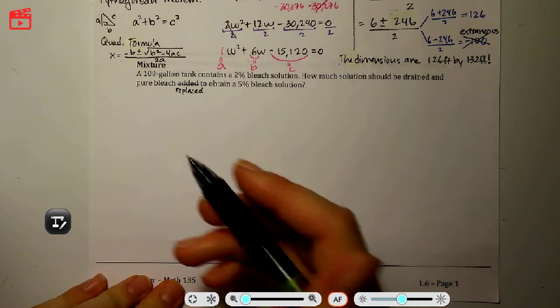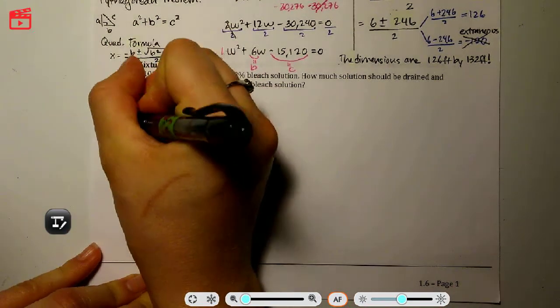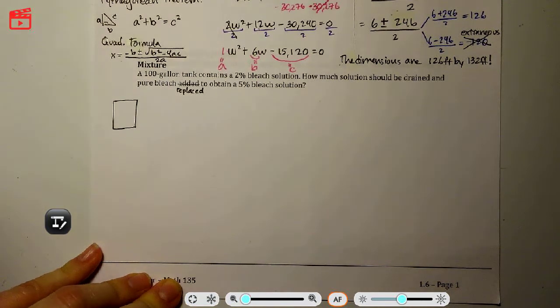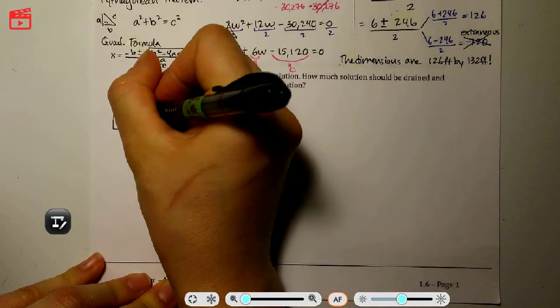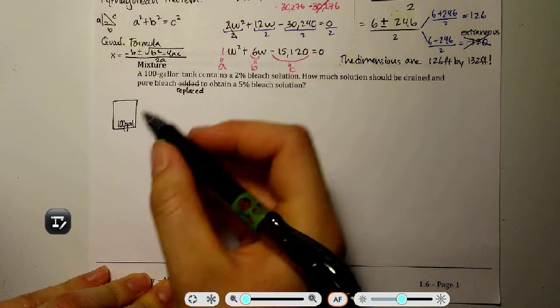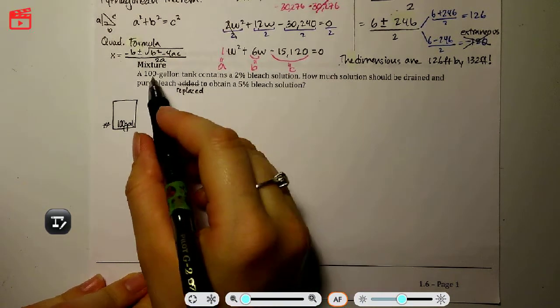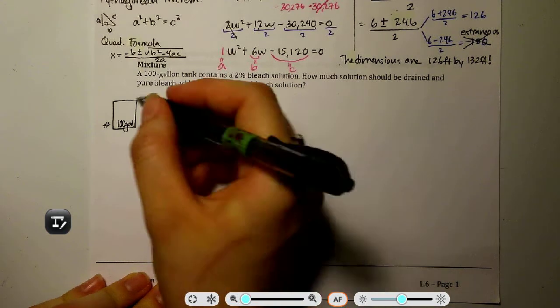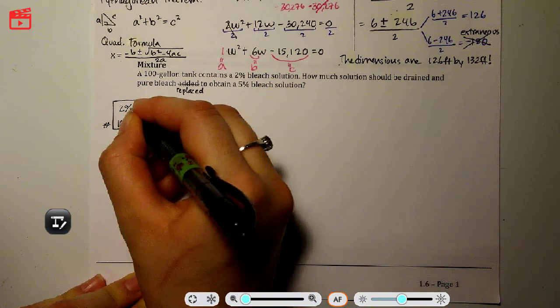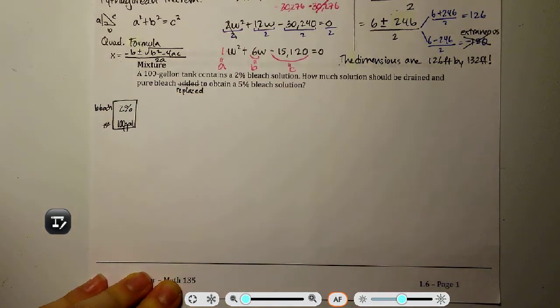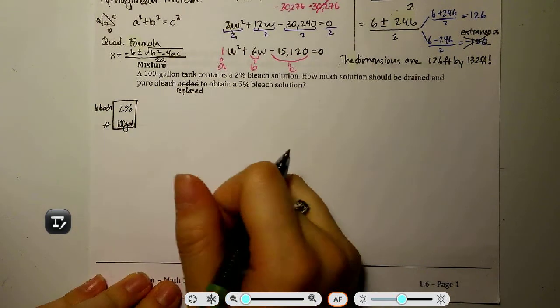Let's go ahead and draw out what's happening in this problem. So I've got some amount, and it's a 100-gallon tank. So normally I put the amount in the bottom. So 100-gallon tank, and it contains a 2% bleach. Okay, so I'll put the percentage in the top, and I'm going to note that this is bleach. We don't want to mix the different types of percentages here. So we're going to go with the bleach percentage.